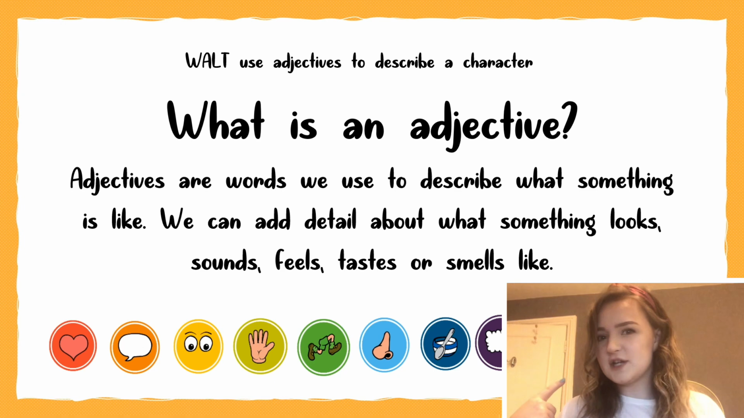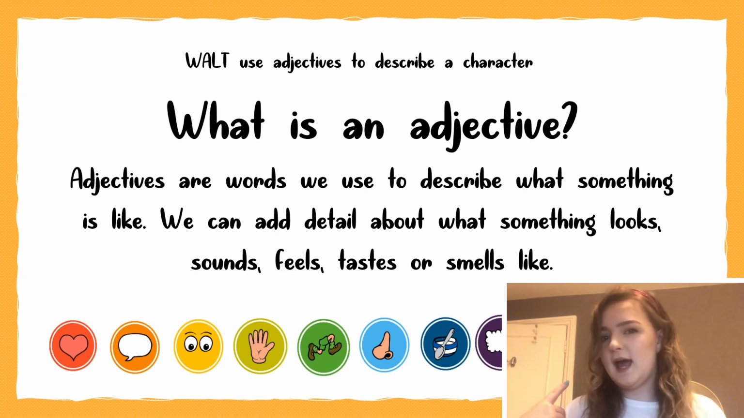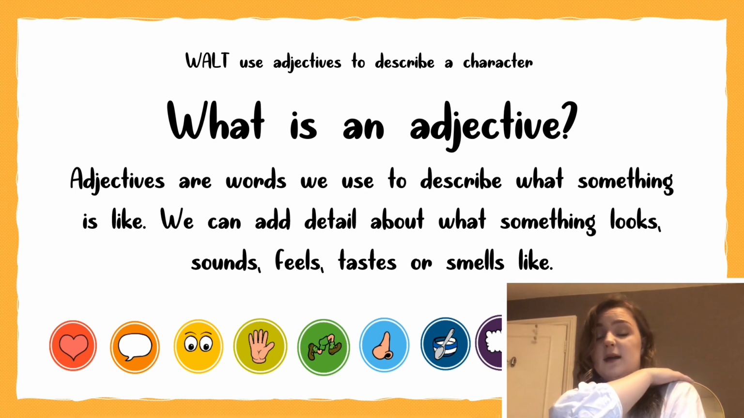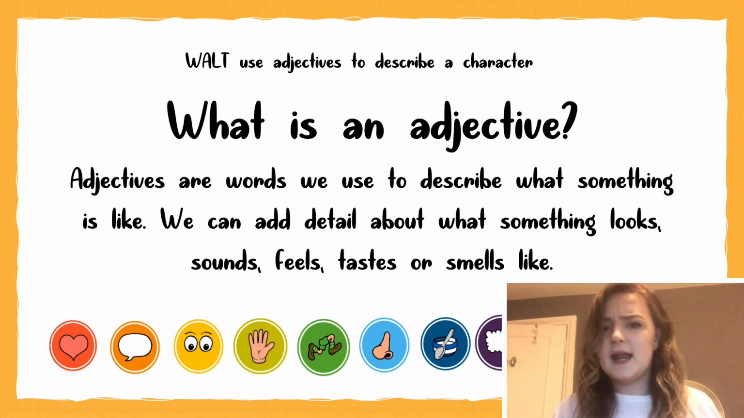For example, I might say, Miss Fry has curly hair. Can you spot the adjective in that sentence? Tell the screen now. Which word is the adjective? Miss Fry has curly hair. If you said curly, give yourselves a pat on the back. By adding curly to my sentence, I added more detail and helped my reader to imagine what my hair looks like.